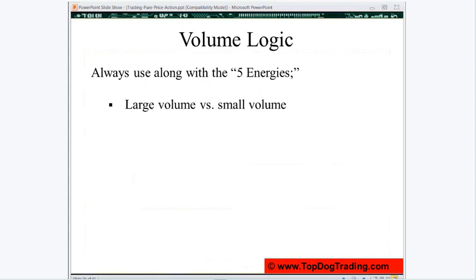We're going to use this with the 5 energy method I shared with you and outlined at the beginning. So here's what we're going to do. We're going to distinguish between large volume and small volume. We want enough volume, but not too much volume. We'll come back to that.